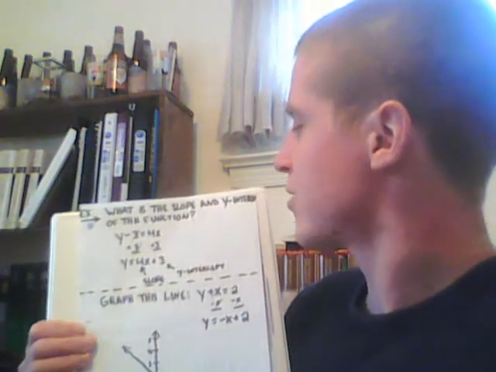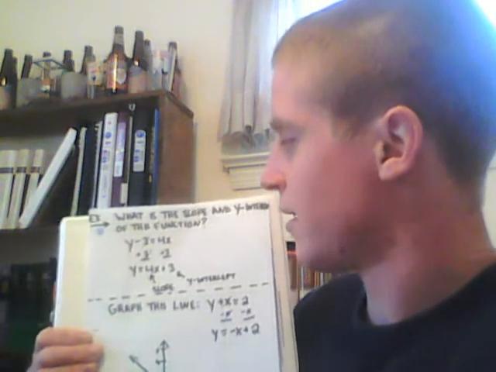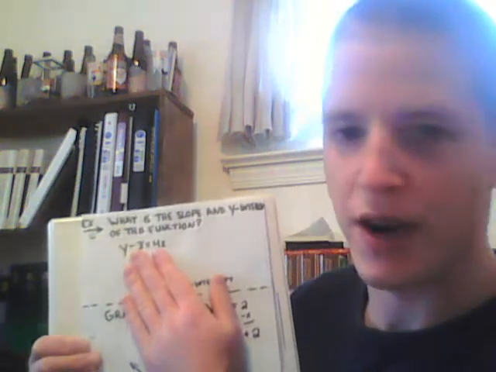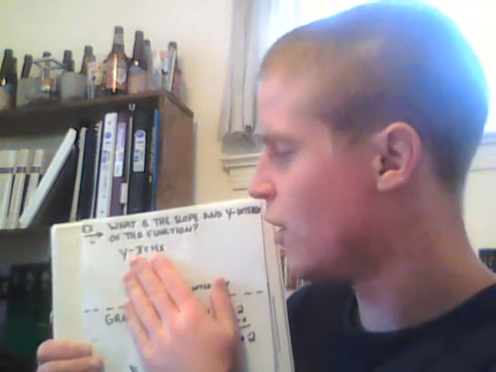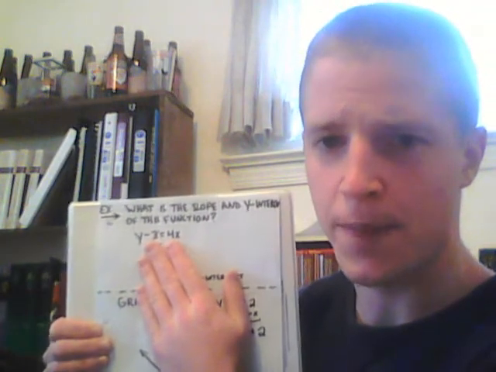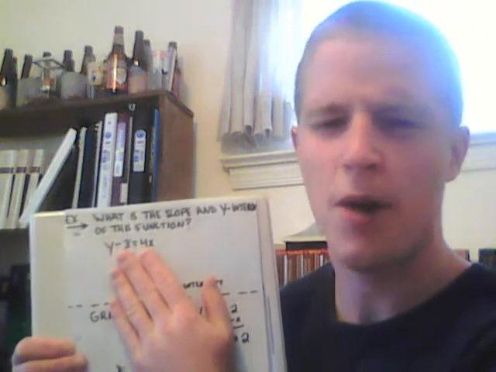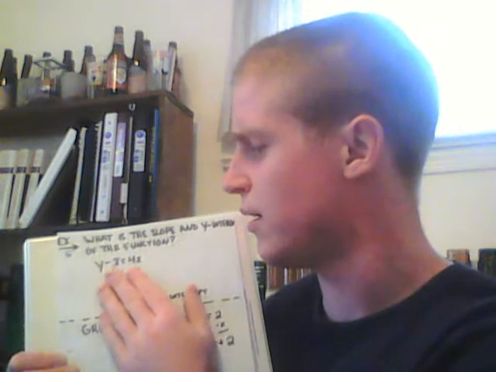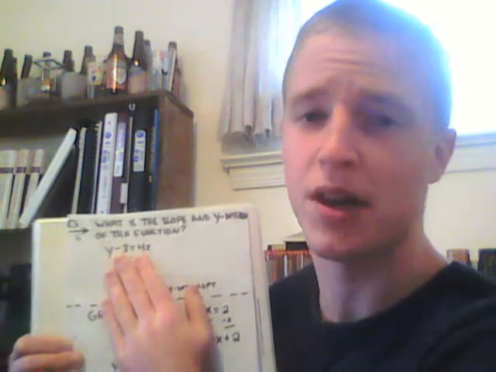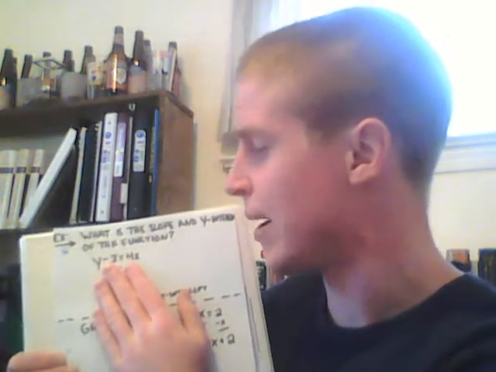Let's see, what is the slope and y-intercept of this function? Okay, so we're given this right here: y minus 3 equals 4x. Well, ask yourself, is this in slope-intercept form? It is not. To help us out, why don't we make it slope-intercept form? Once again, we remember it's y equals mx plus b.